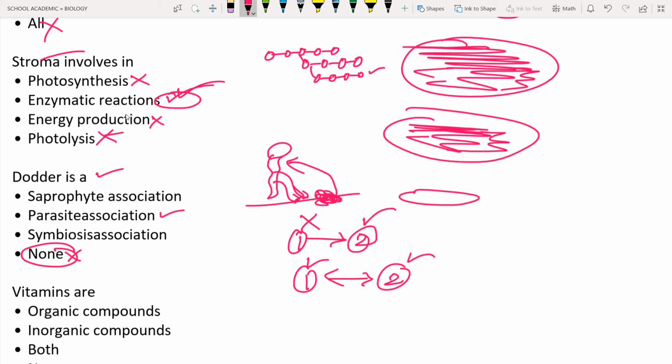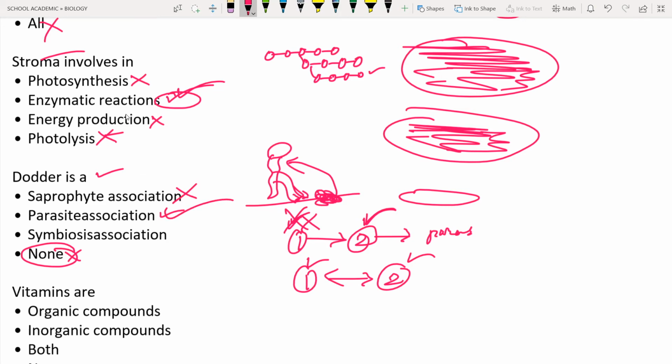Why? Because one option is wrong. This saprophytic association is wrong. Now coming to the parasitic association. Here the daughter is going to depend on the other organisms. It means the daughter is going to depend upon the host plant. So the host plant is facing the loss, and the daughter is getting benefit from it. Hence it is known as parasitic association. Okay, so the correct option is parasitic association.